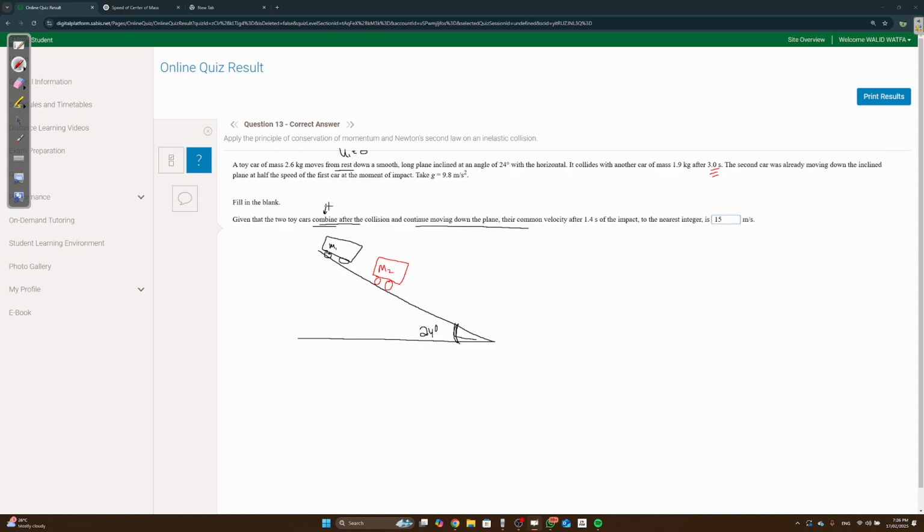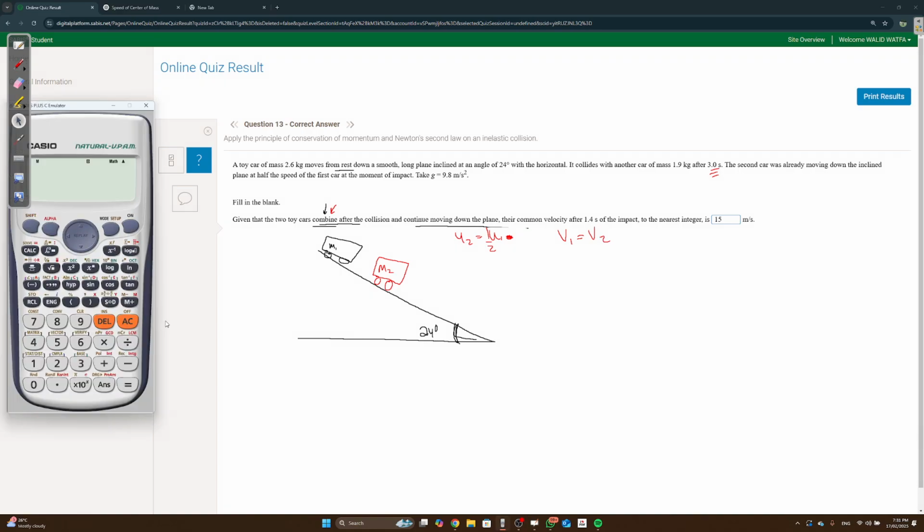The second car was already moving down the inclined plane at half the speed of the first car at the moment of impact. So we can say that at the moment of impact, V2 is equal to half V1. Given that the two cars combine, we're going to call this U. At the moment of impact, U2 is equal to half U1. The second car is equal to half the first one. So we're just writing down the givens for now. And since it's inelastic, they combine, so V1 is equal to V2.